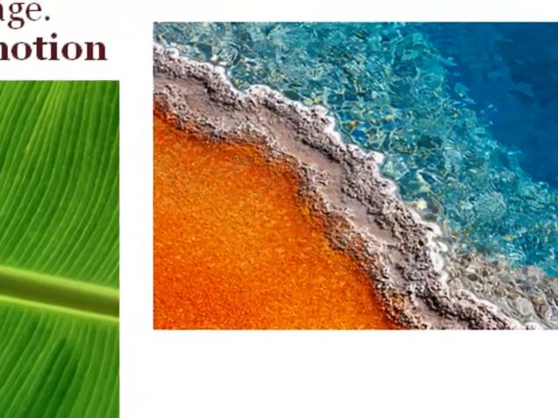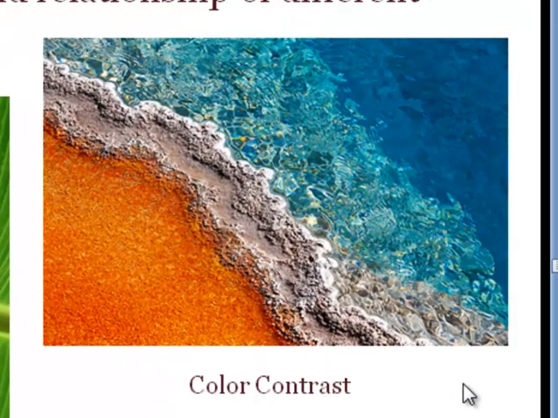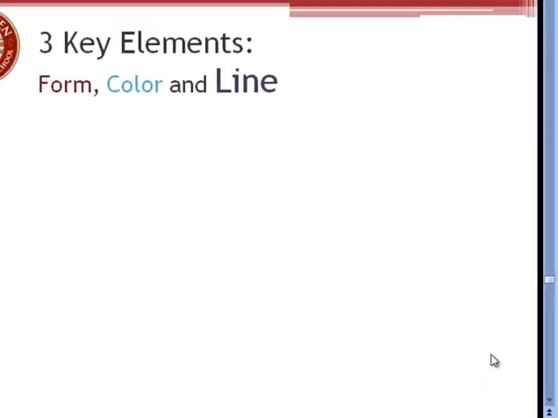Here we have a good contrast in color. The orange and the blue are contrasting colors, and set next to each other like this, they make a very interesting abstract image. This is actually from geothermal pools in Yellowstone National Park, but you wouldn't necessarily know that. It could be just about anything, you know, a close-up of a different kind of element. We're not exactly sure, but it makes a great abstract.